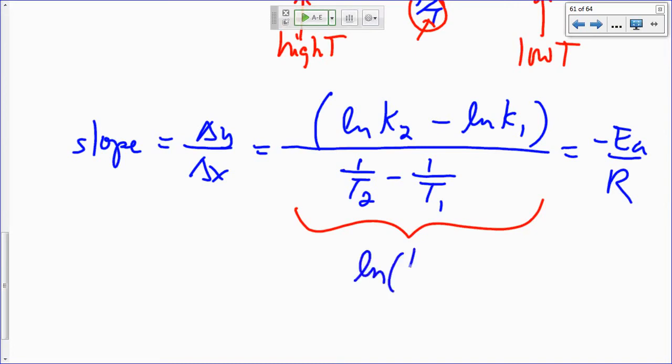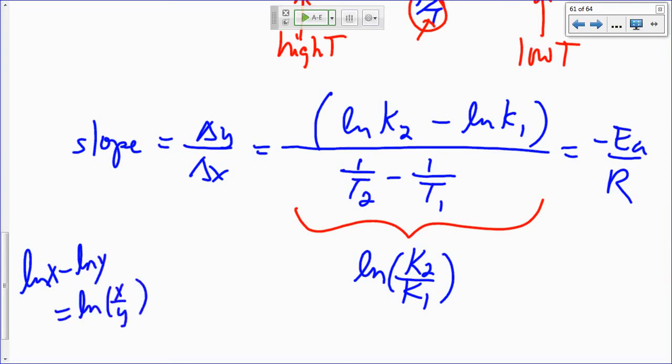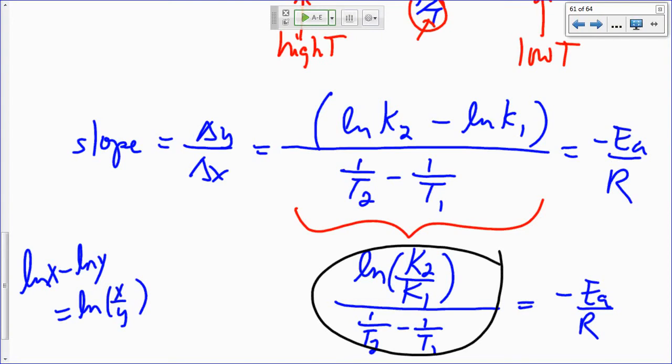This is ln of k2 over k1. Remember? ln of x minus ln of y is ln of x over y. So divide that by 1 over T2 minus 1 over T1. That will give you negative E sub A over R. So whatever this is, that's my slope. You just multiply that by negative R, and that will give you your energy of activation.